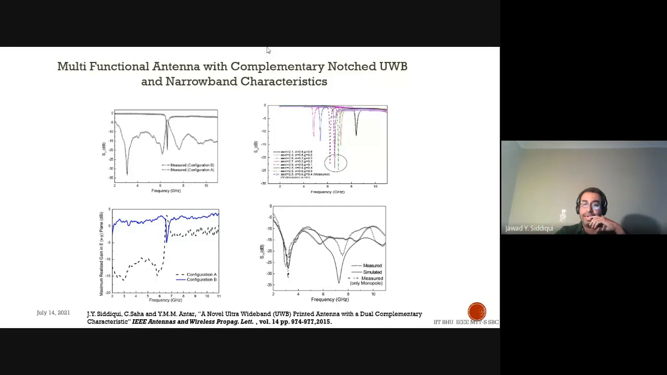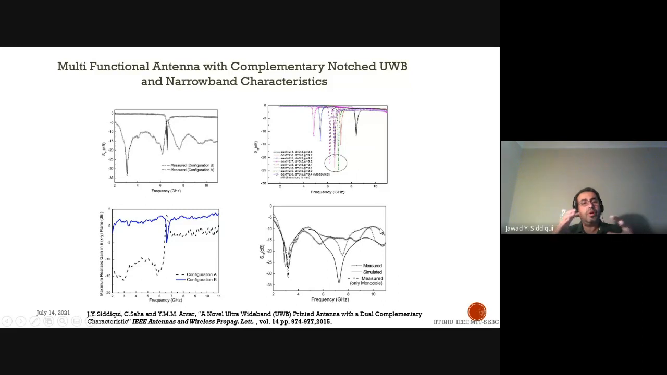Okay, and again, if you tune the SRR dimension, you can basically tune this narrowband frequency, and that is very interesting. Okay, and if you close the gaps of the split ring resonator and transform the SRR into a closed ring resonator, you again restore the ultra-wideband response.